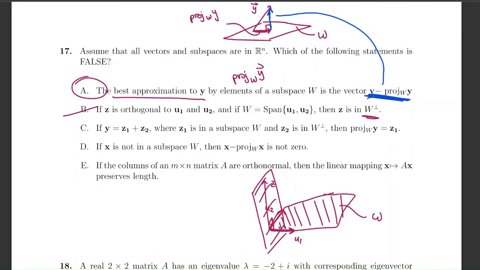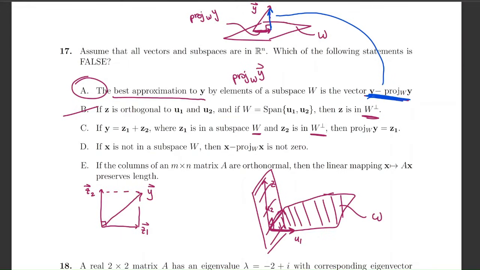Okay, we have y equals z1 plus z2, where z1 is in the subspace W, and z2 is in the subspace perpendicular to W, or orthogonal to W. Then the projection of y onto W is z1. Okay, so let's imagine we have z1 and then z2, and they're living in different subspaces, so they're orthogonal to each other because of that. So they're perpendicular because they're living in orthogonal subspaces. So then y is equal to z1 plus z2, so it's kind of something like this. This is y. And we're saying that the projection of y onto W is going to be z1.